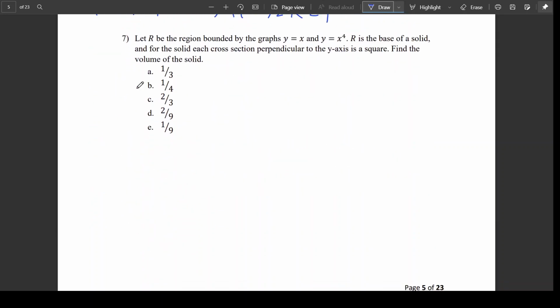Question 7. Let R be the region bounded by the graphs y equals x and y equals x to the fourth. R is the base of a solid, and for the solid, each cross-section perpendicular to the y-axis is a square. Find the volume of the solid. Now be very careful here. I've said y-axis, so you don't want to go on autopilot and just use it like it's perpendicular to the x-axis, because most questions talk about perpendicular to the x-axis.